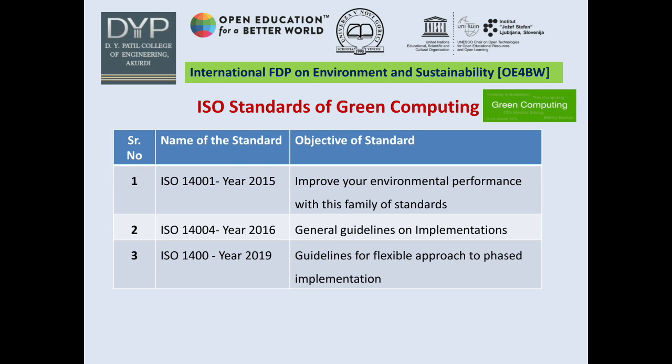Now let us move to the ISO standards of green computing. There are mainly three standards that were published in the years 2015, 2016, 2019: ISO 14001, ISO 14004, ISO 1400. So these standards play a very important role in achieving the objective of the standards. The objective of the standard is to improve your environmental performance with this family of standards, general guidelines on the implementation, and guidelines for a flexible approach to the phased implementation.